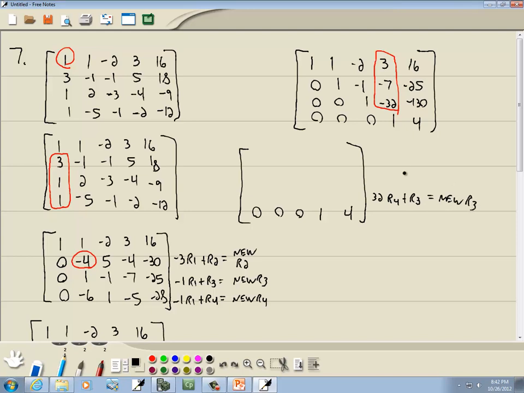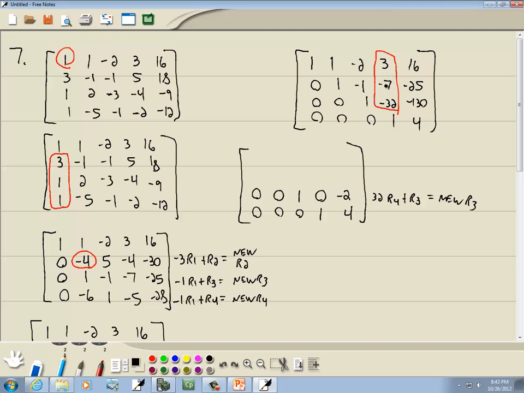row 3. Okay, so 32 times 0, 0 plus 0, 0. 32 times 0, 0 plus 0, 0. 32 times 0, 0 plus 1 is 1. 32 times 1 is 32 plus negative 32 is 0. 32 times 4, 128 I think, but let me plug in my calculator. 32 times 4, 128, plus negative 130 gives us negative 2. Double checking that. Okay, yeah, negative 2.